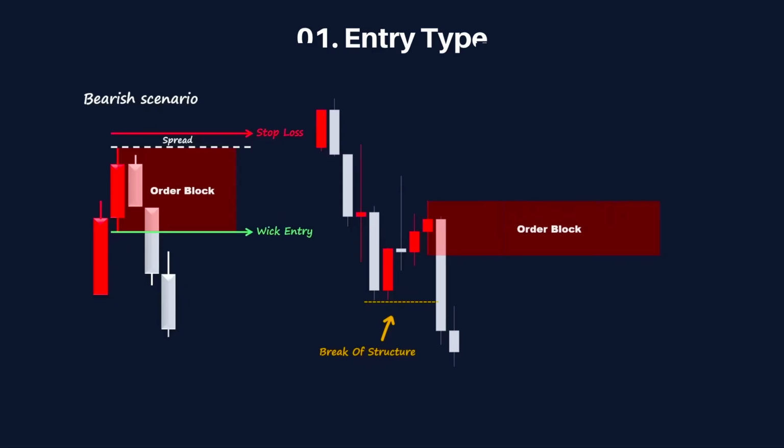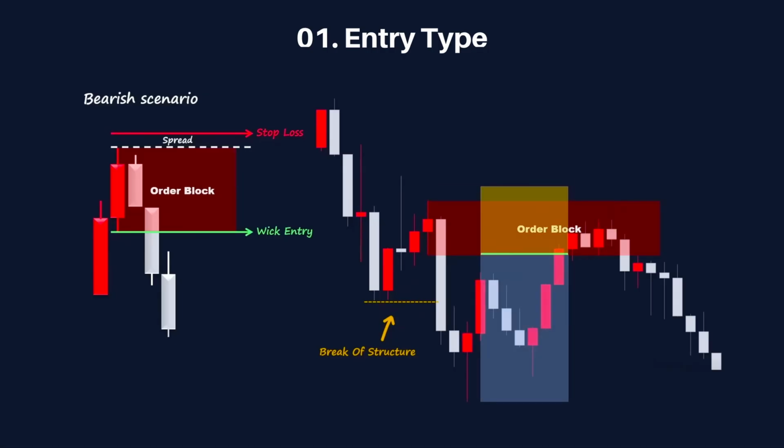As a result, it's often considered the safest entry technique. However, because the stop loss is wider, the overall risk-to-reward ratio is usually lower. The advantage is that price frequently taps the wick before reversing, increasing the likelihood that your order will be filled. If your priority is consistency and a higher execution rate, the wick entry is an excellent choice.